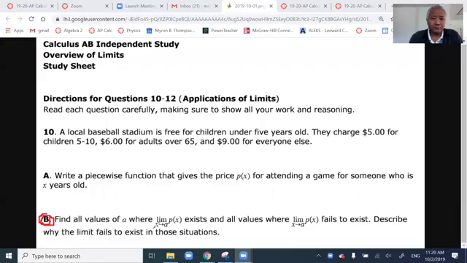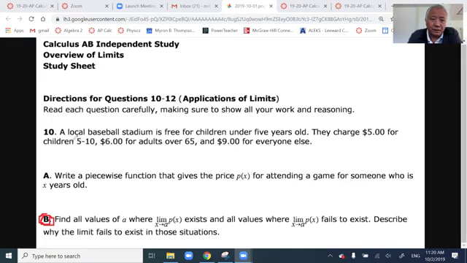Okay, for this question number 10, they ask you to do this. The directions are: read this question carefully. Make sure to show all your work and the reasoning. This one belongs to limits.